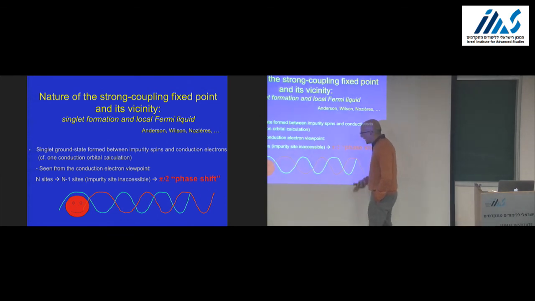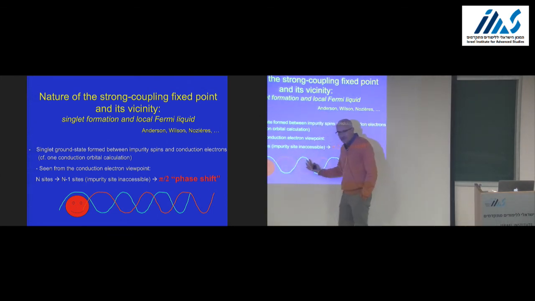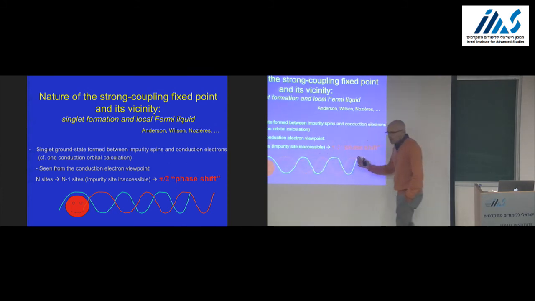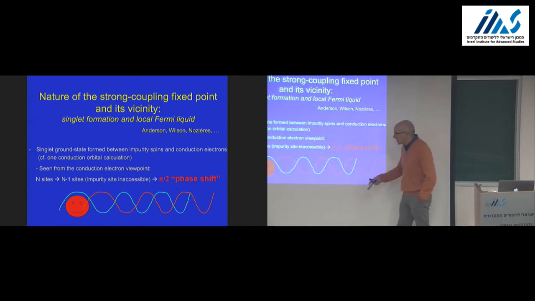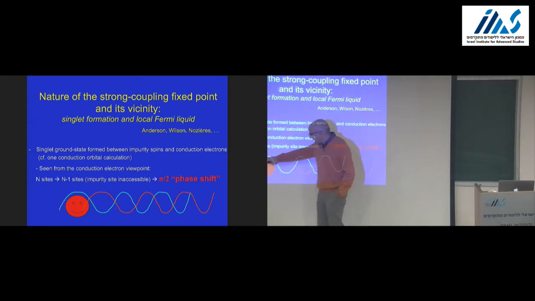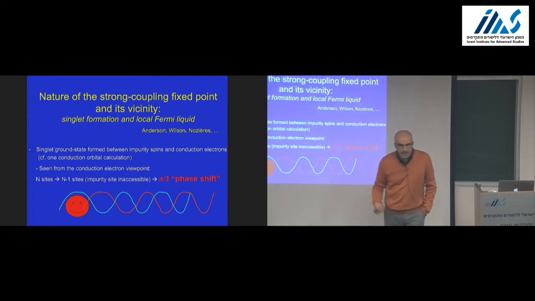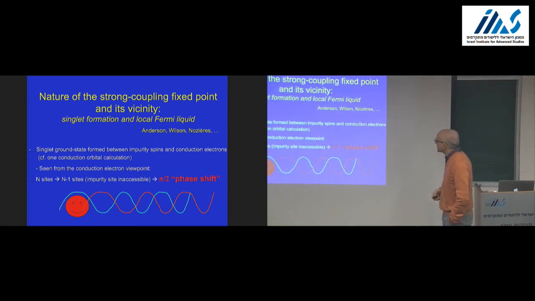So as a result of that, there should be a pi/2 phase shift of the conduction electron wave, which will now have vanishing amplitude on the singlet state, because in order to put another conduction electron here, you need to break this singlet. Okay? So pi/2 phase shift just means that a wave that had a maximum amplitude on the impurity site must now be such that it has vanishing amplitude on the impurity site, which amounts to shifting this wave by pi/2. Okay? That's the description of the strong coupling fixed point.